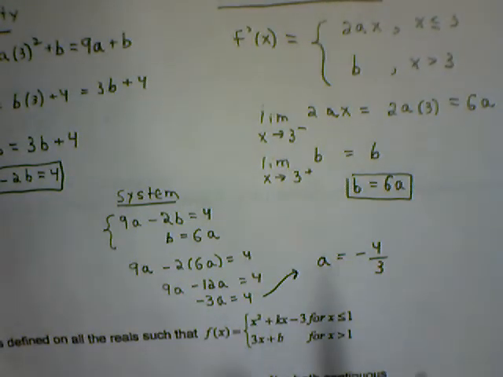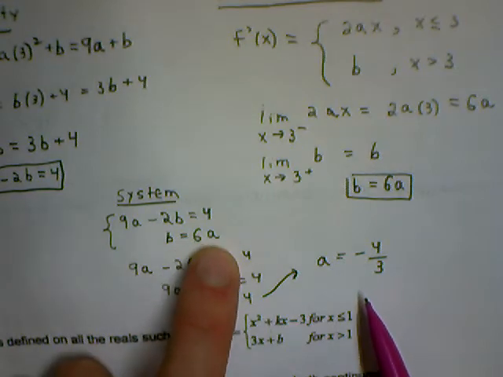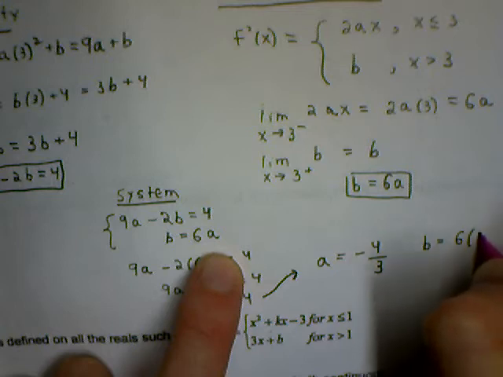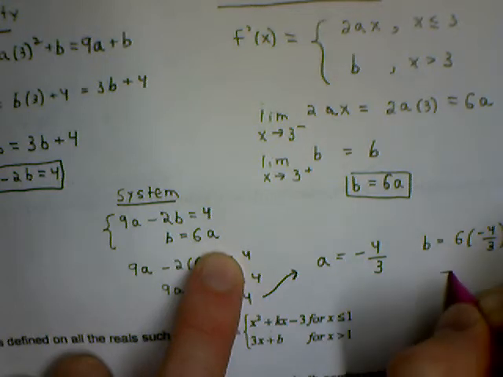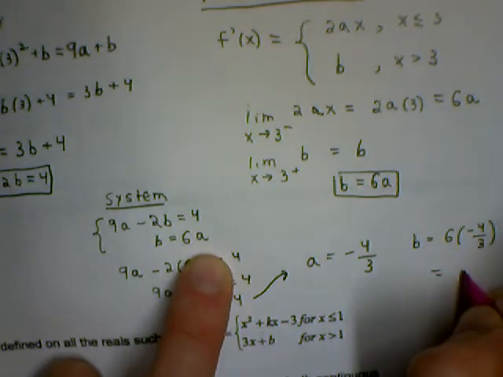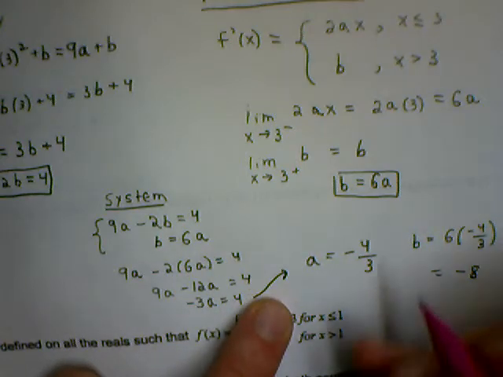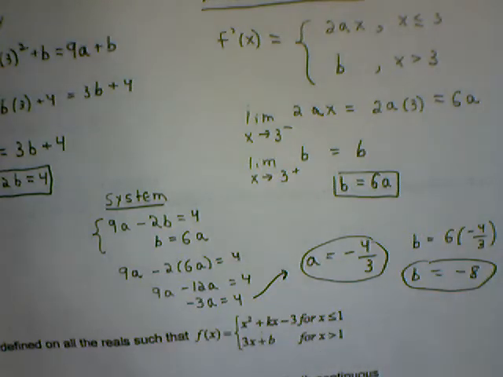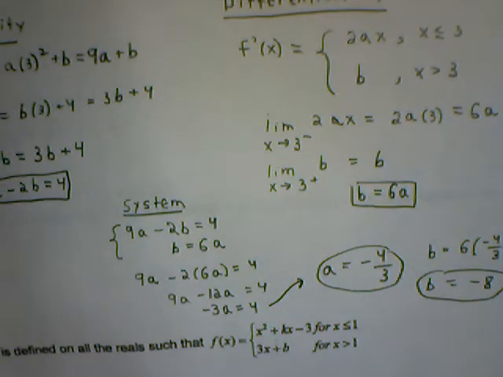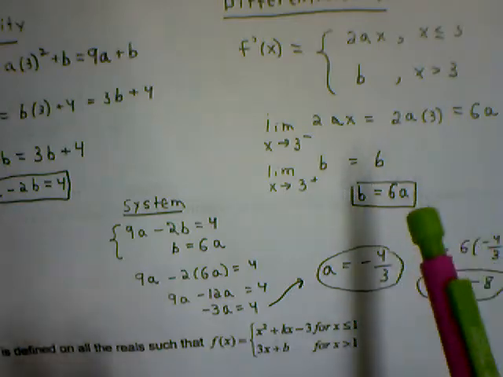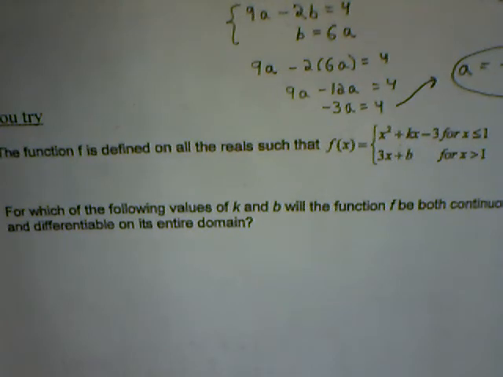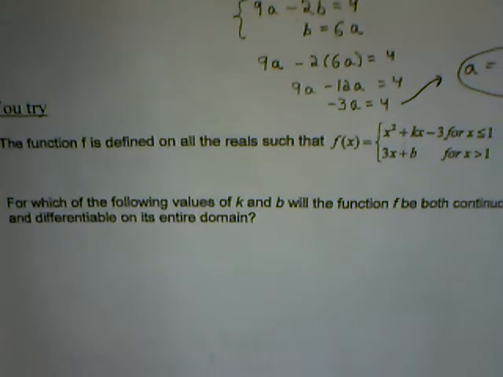Now, I still need to find b. I'm just going to plug it back in. So I have b equals 6 times negative 4 over 3. That's negative 24 over 3, or negative 8. So this was the same concept as example 1, just we have variables we need to solve for. So now what I'd like you to do is go ahead and do this U-try real quick.